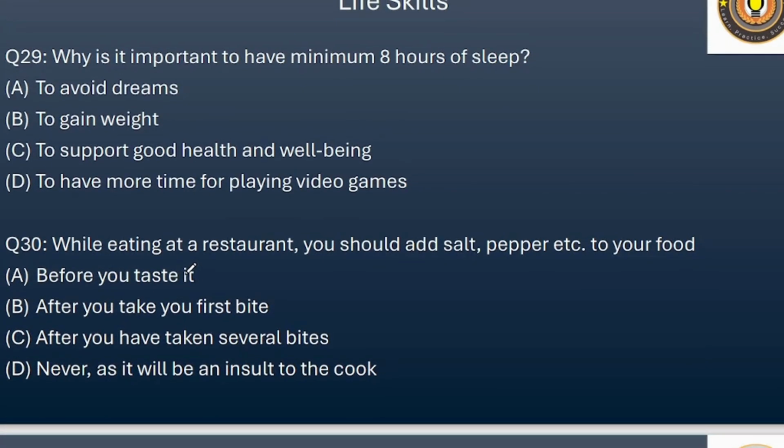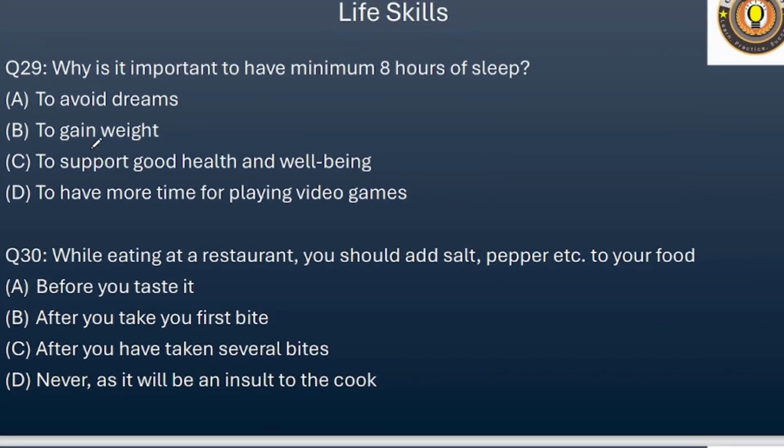Last 2 questions of life skills. Then we will move on to the achiever sections. Why is it important to have a minimum of 8 hours of sleep? To avoid dreams? No. To gain weight? No. To support good health and well-being? Yes. So this is your answer. To have more time for playing video games? Of course not. Why do you need 8 hours of sleep? It is to support good health and well-being.